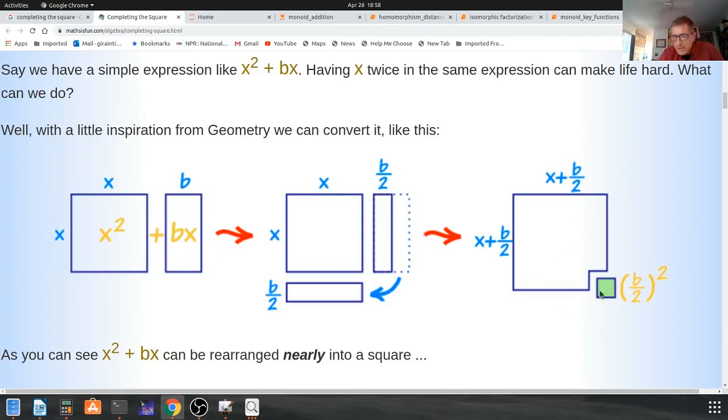And what I need to do to complete the square is to add (b halves) squared. The length of this little piece here and this little piece here is b halves, so the area is (b halves) squared. So that's how we get the name completing the square.